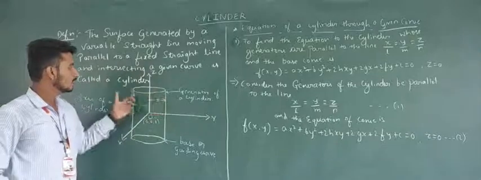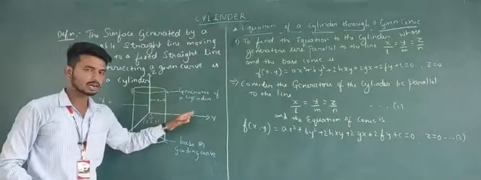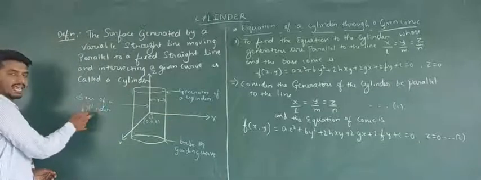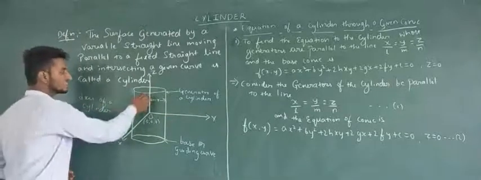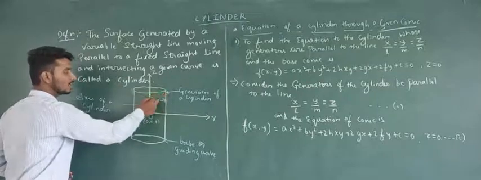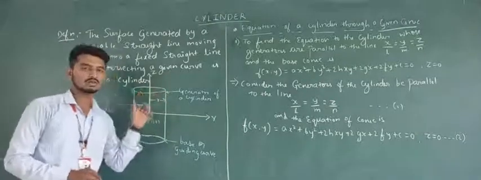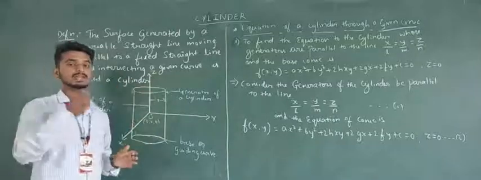So these two parallel lines we call the generators of a cylinder, and the fixed straight line we call the axis of a cylinder. So the distance between the axis and the generator will be the radius of the cylinder. So this is the definition of a cylinder mathematically.